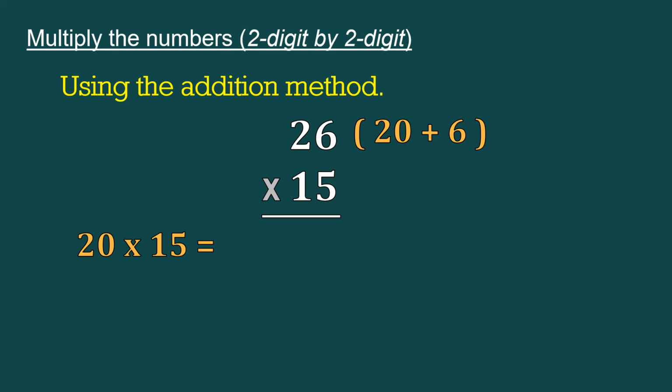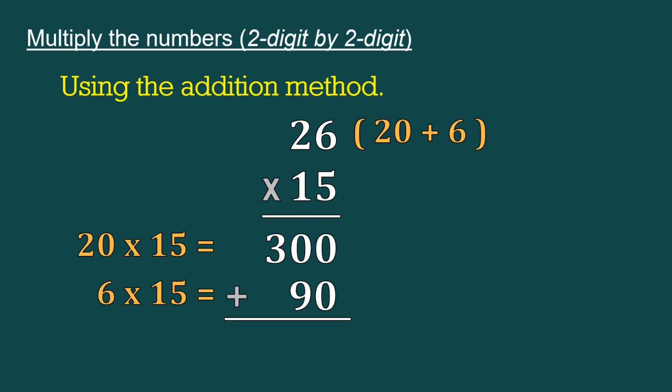We multiply 20 by 15 to make 300 as the partial product. Multiply 6 by 15 to make 90. Then, add the partial products. 300 plus 90 is equal to 390. The product of 26 and 15 is 390.